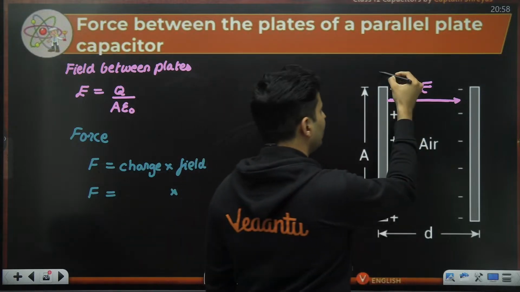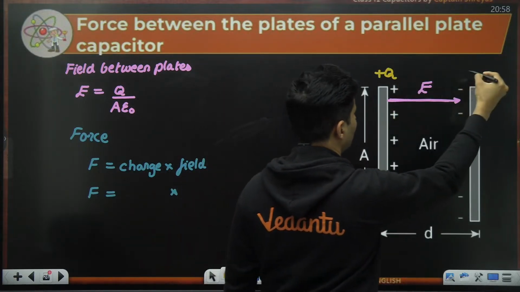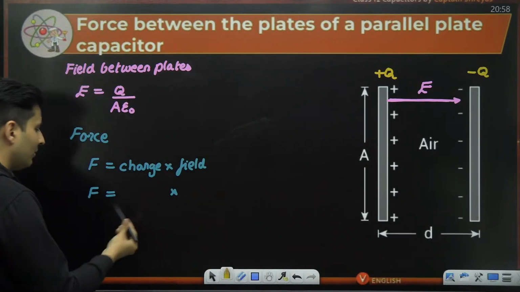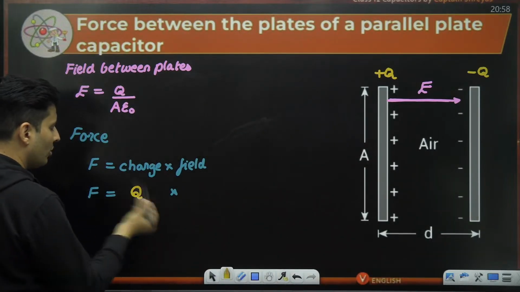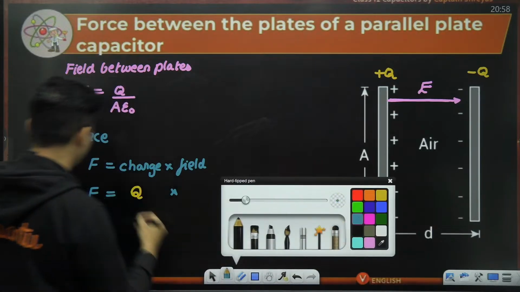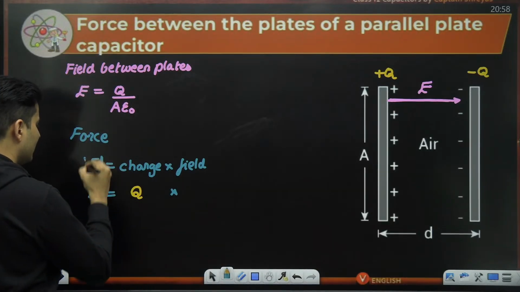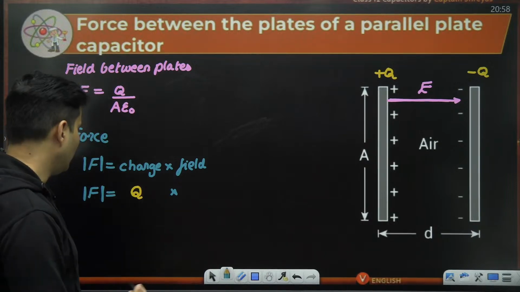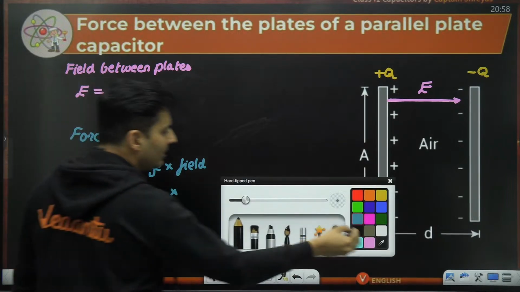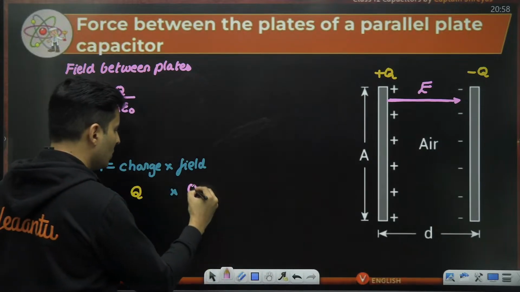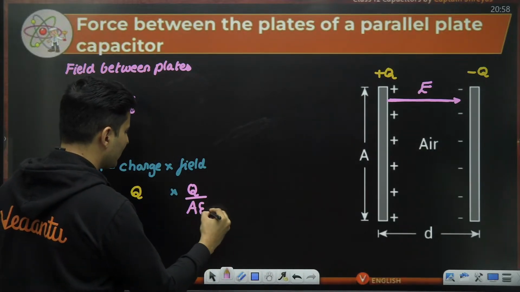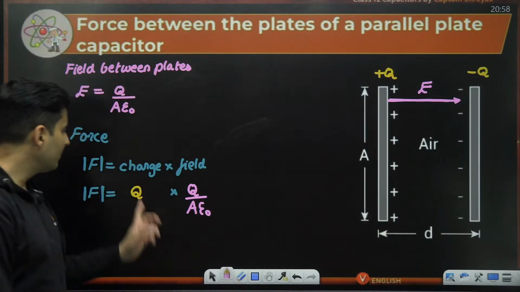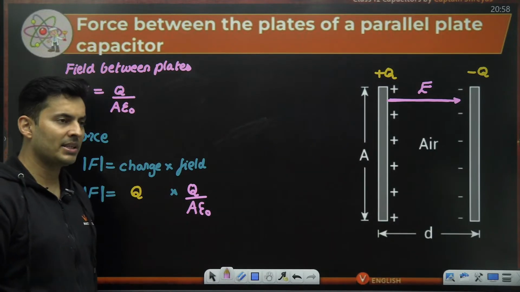This plate has charge Q, this plate has charge minus Q. I am interested in the magnitude of the force, so I'll just put Q. I'm not interested in the actual sign. I know that the sign will just change the direction, that's all. So charge is Q, field is nothing but Q by A epsilon naught. Then the answer which will come out will be Q square by A epsilon naught.